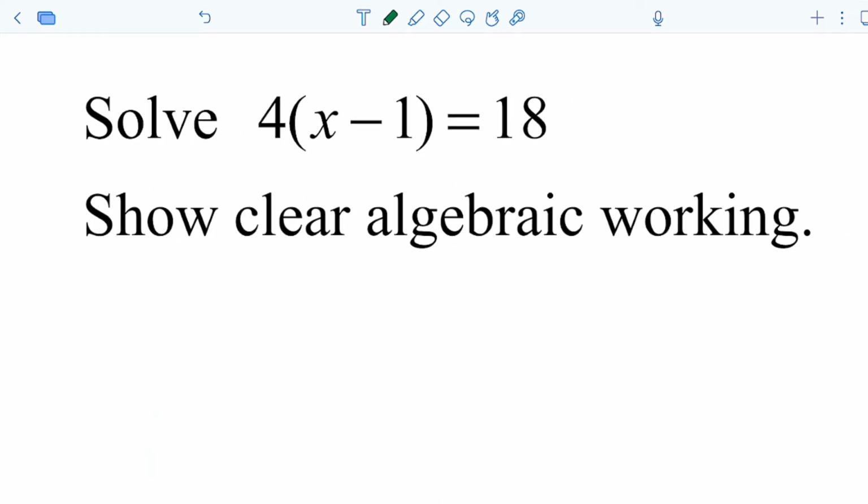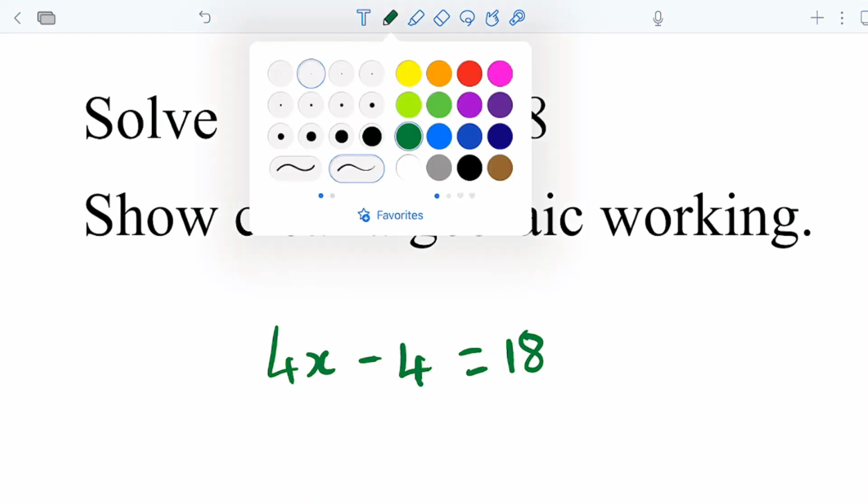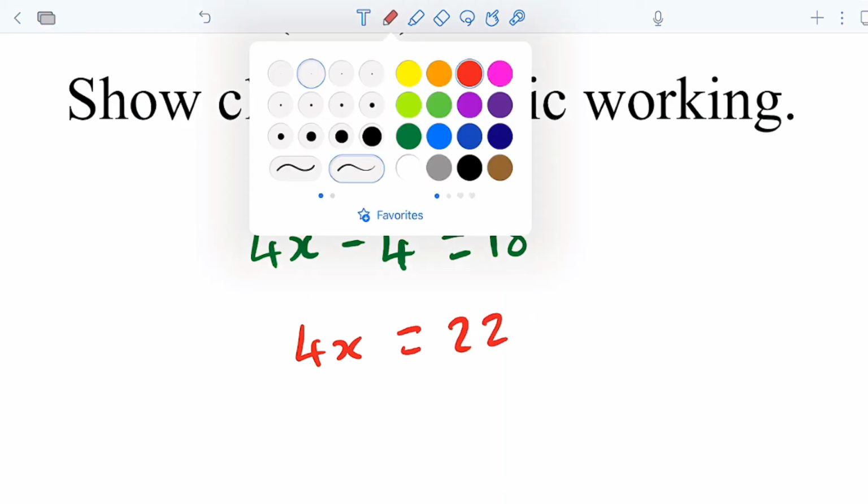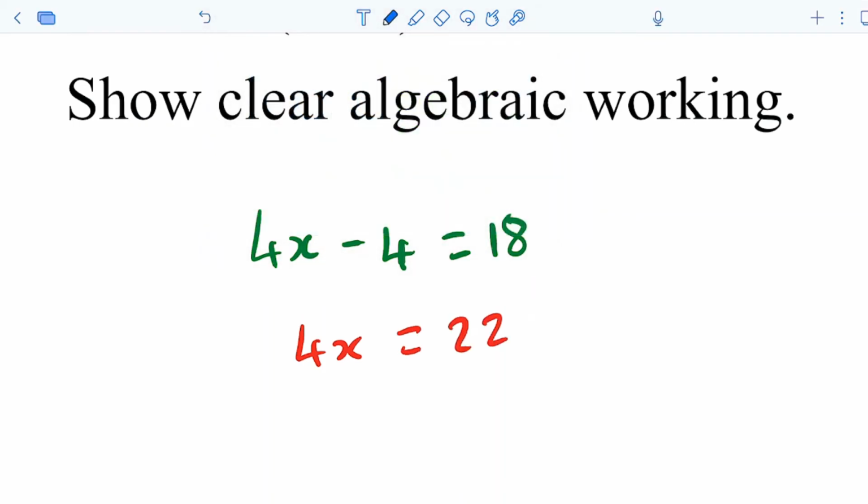Question 5 is very similar to the previous question. We've got some brackets and we need to expand them firstly. So 4 times x gives us 4x. 4 times, this time it's -1, so 4 times -1 is -4. And this is equal to 18. Next step is to get the x term on its own, so we add 4 to both sides to get 4x is equal to 22. And the final step is to get the x on its own, so we divide both sides of the equation by 4, to get x is equal to 22 over 4, which cancels down to 11 over 2.